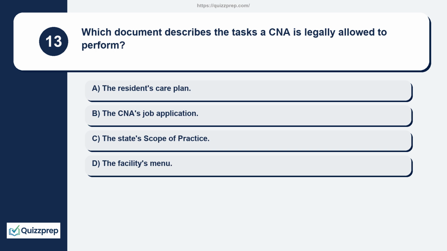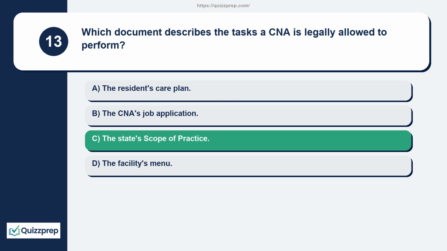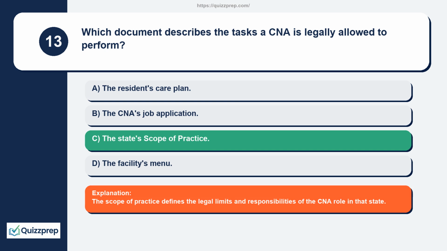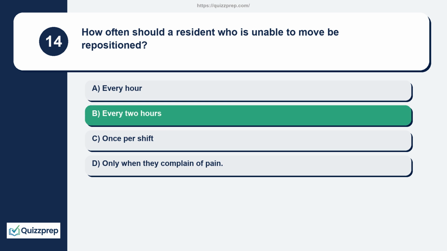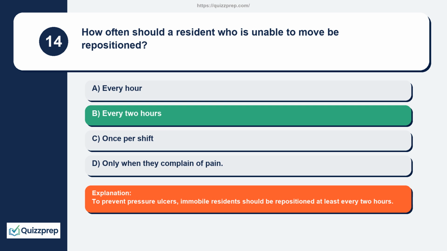Question 13. Which document describes the tasks a CNA is legally allowed to perform? The resident's care plan, the CNA's job application, the state's scope of practice, the facility's menu. The scope of practice defines the legal limits and responsibilities of the CNA role in that state. Question 14. How often should a resident who is unable to move be repositioned? Every hour, every 2 hours, once per shift, only when they complain of pain. To prevent pressure ulcers, immobile residents should be repositioned at least every 2 hours.